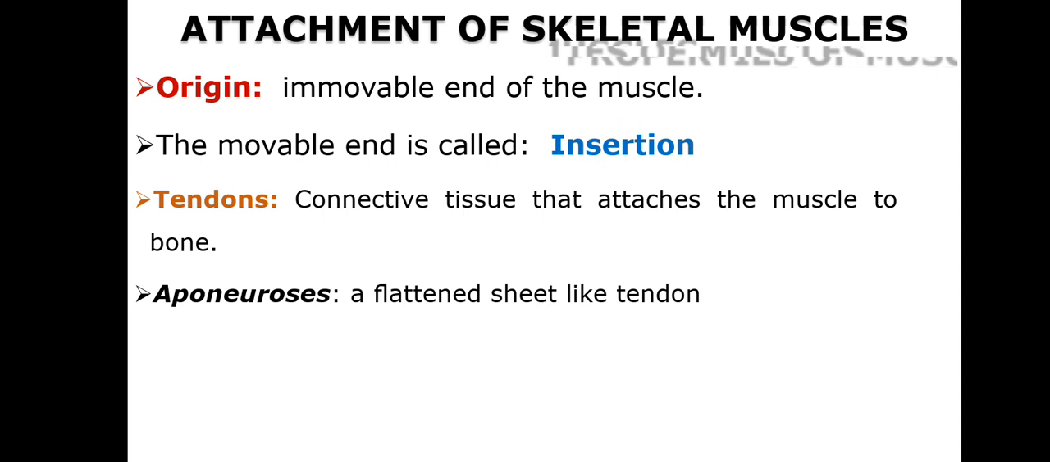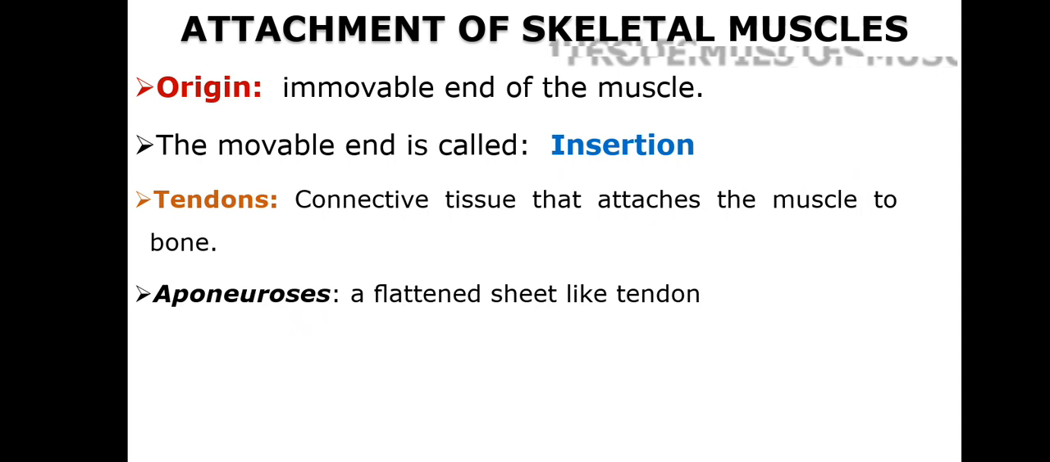Then there are what we call tendons, connective tissue that attaches the muscles to bone. Okay? Don't confuse the tendons with ligaments. Ligaments, they attach bone to bone. Tendons, they attach a muscle to bone. Then there's also what we call an aponeurosis. Now, this is going to make much more sense as I describe what we call abdominal muscles.